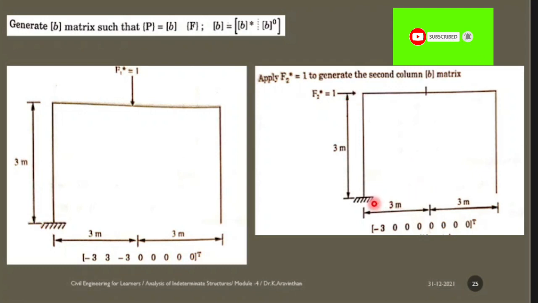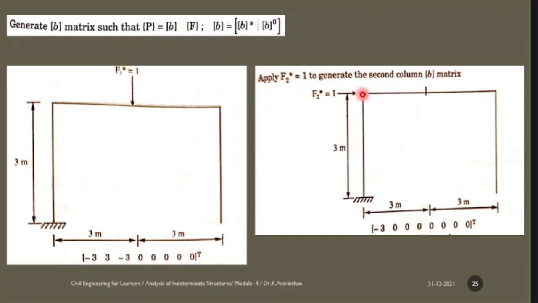Now, how to find the bending moment at joint A? How to find bending moment? Force into distance. What is the force? 1, into distance, which is 3. So 1 into 3 is 3. Now this is a fixed joint. What do you have to make? A negative moment. Hence it is taken as minus 3.